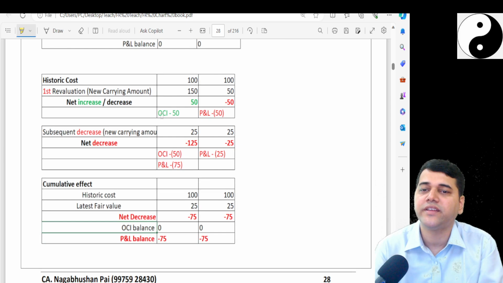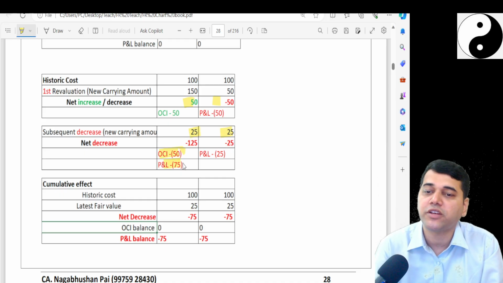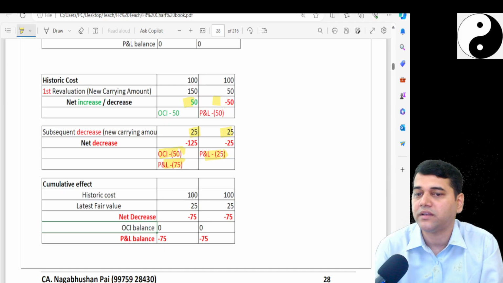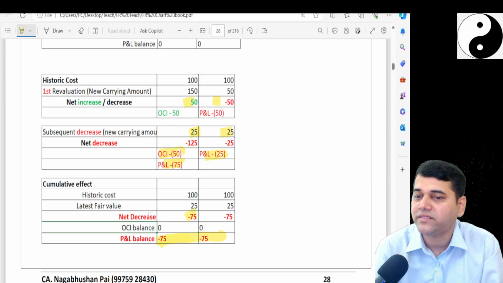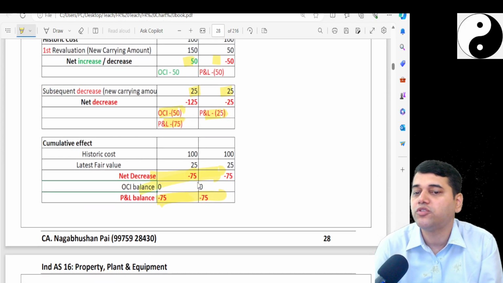Similarly, I have given the opposite example. First time there is an increase, then a decrease. Second time there is a decrease. First you recover that OCI and then you transfer to the P&L, or you transfer to the P&L. So cumulatively you have got the same. Since there is a decrease, no OCI is going to come into the picture.